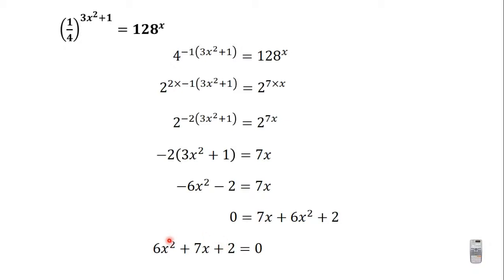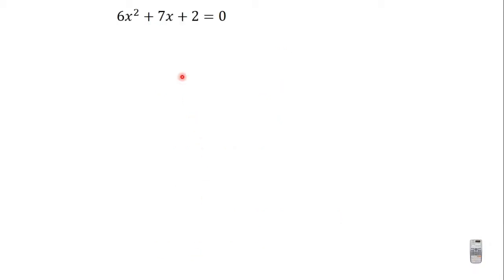So we are going to factorize this quadratic trinomial in order to find x. In that video, we saw that to factorize this quadratic trinomial, you multiply 6 by 2. 6 times 2 will give us 12. So we are looking for two numbers that when you multiply, you get 12. When you add them, you get 7.